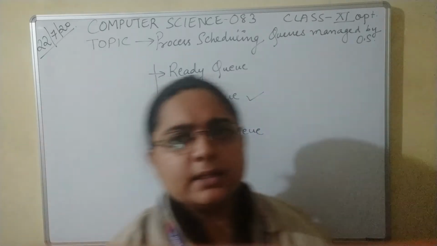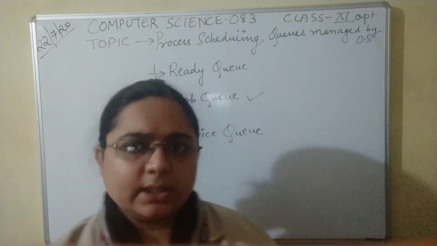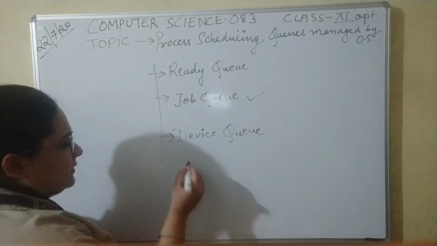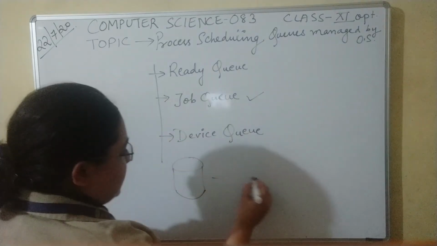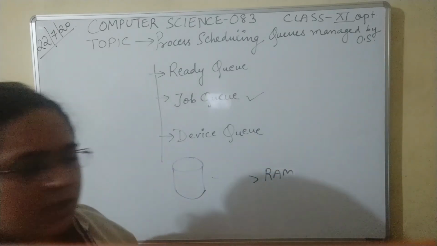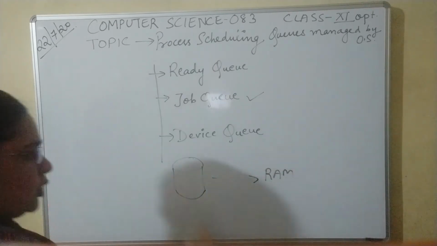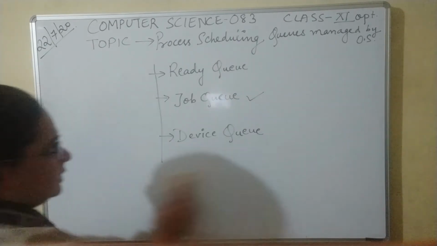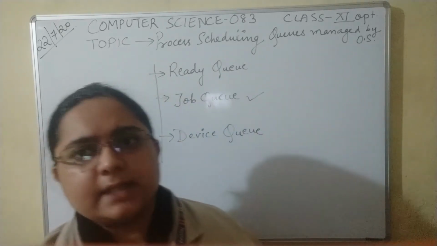So it is a list of jobs. We know that the long-term scheduler picks up processes from your hard disk, where we have a pool of jobs, and brings them into RAM. So over here the queue which is formed is known as a job queue or job pool. That is all the processes, all the programs which are created and saved.